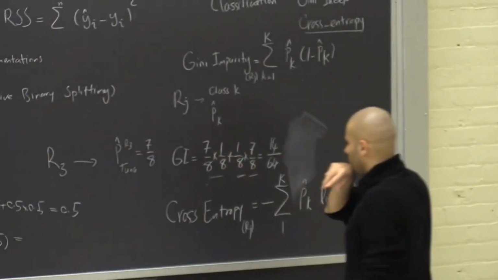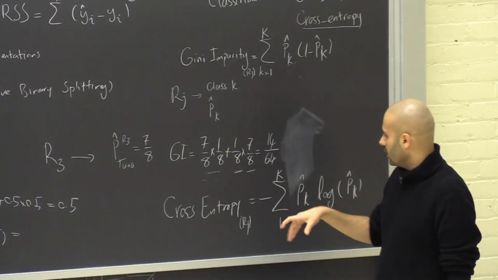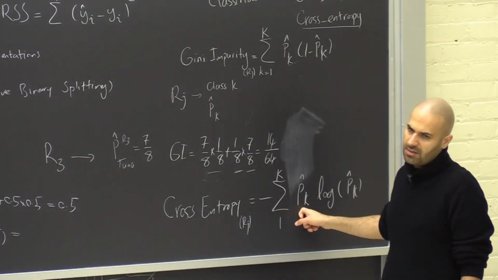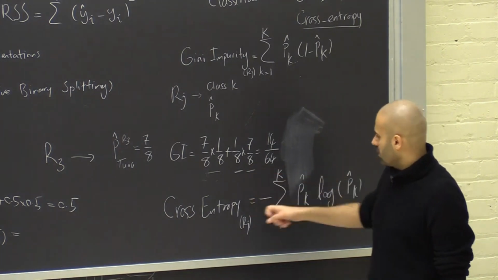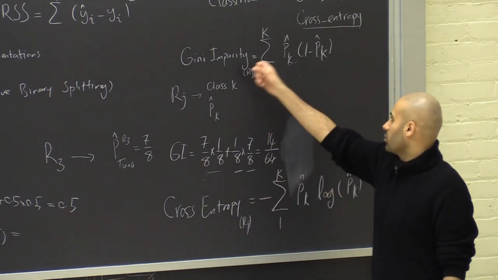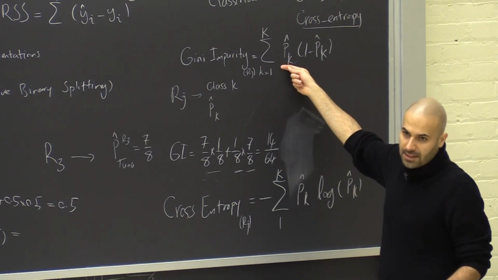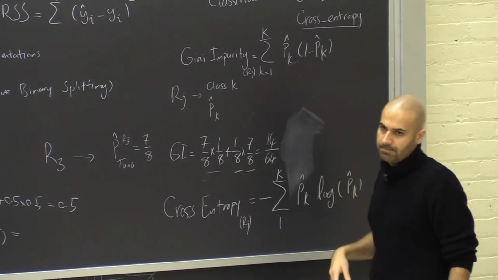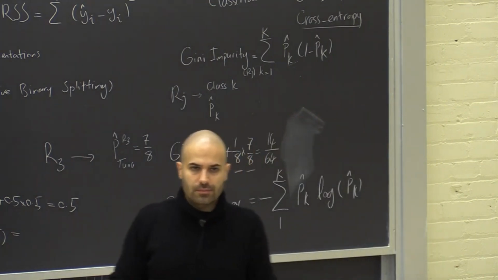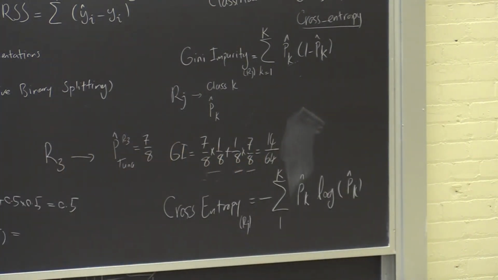Good question. So the thing is, for classes that are not in that region, p hat of k is 0. So the sum is general, it's for all the classes, but both for Gini impurity and for cross entropy, this term becomes 0 for classes that are not represented at all in a region. Any other questions? All right.